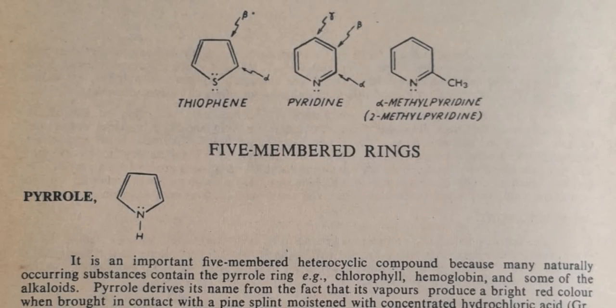Now you can see the alpha and beta position. Thiophene, sulfur and nearby carbon is alpha and after that carbon is known as beta. So in thiophene alpha and beta, pyridine alpha, beta and gamma. So nomenclature is alpha-methylpyridine and 2-methylpyridine.